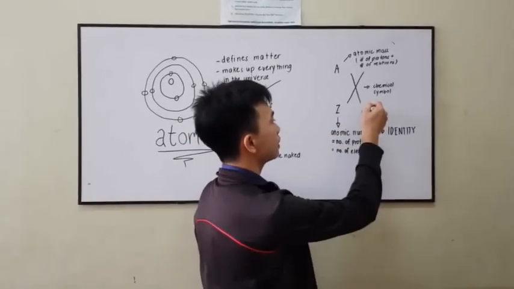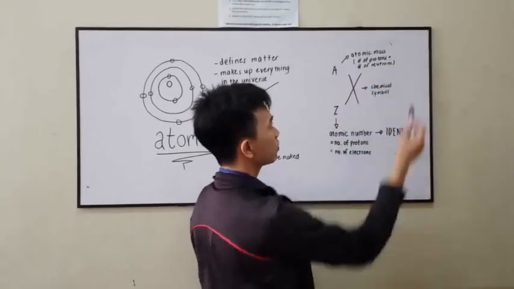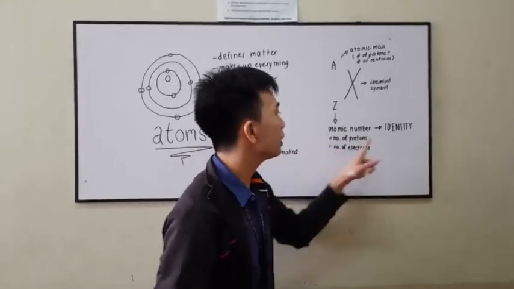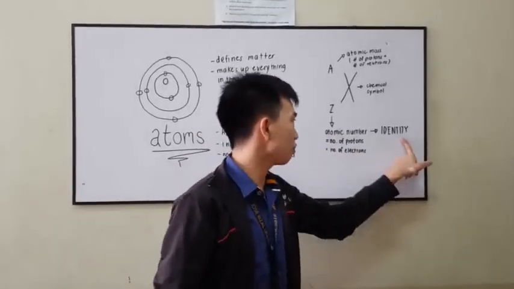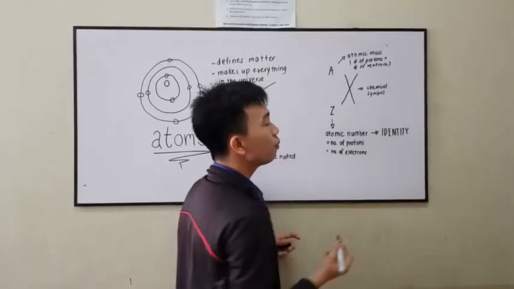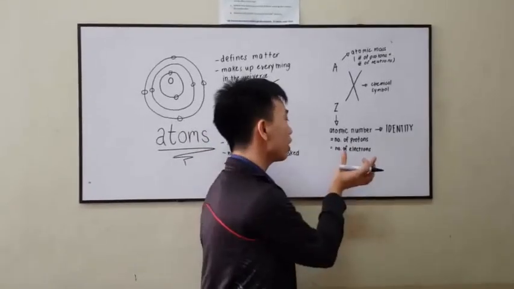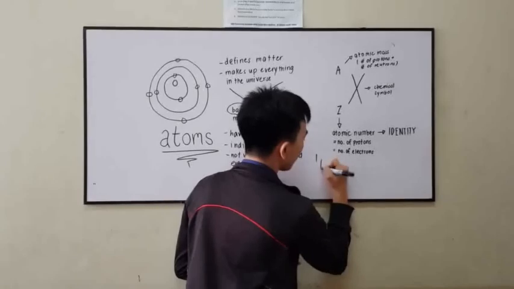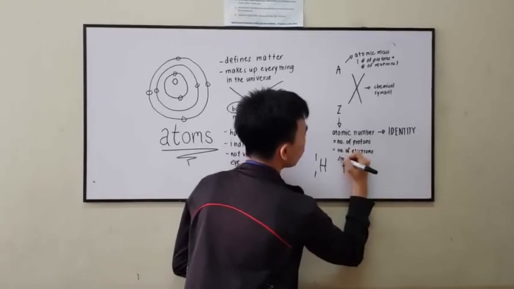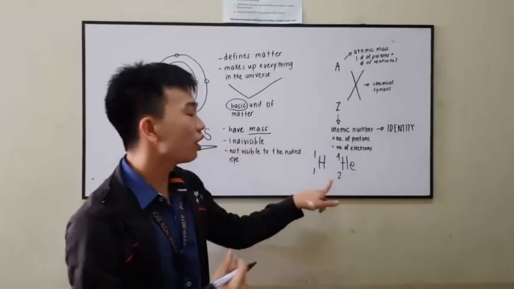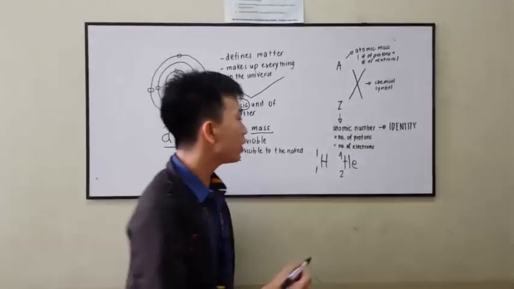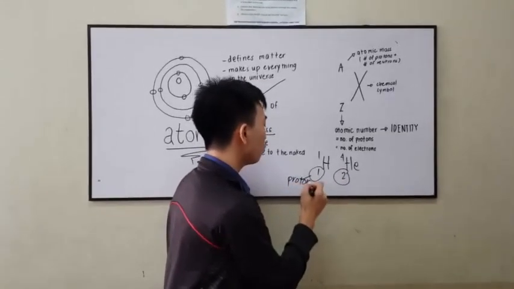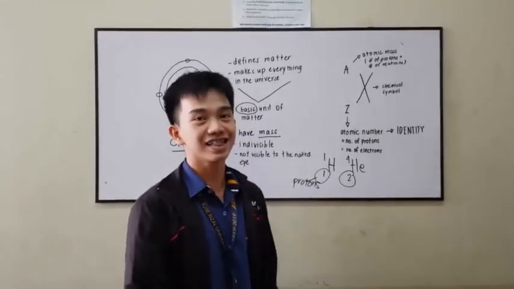X is the chemical symbol, A is the atomic mass, which is protons plus neutrons, and Z is the atomic number. The atomic number gives the identity of the atom. And this atomic number is equal to the number of protons and the number of electrons of the atom at ground state. So for example, 1H1 and 4He2 are different and have different identities because they have different atomic numbers and different numbers of protons and electrons. That is it.